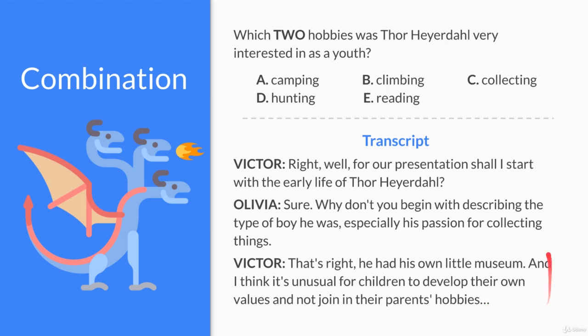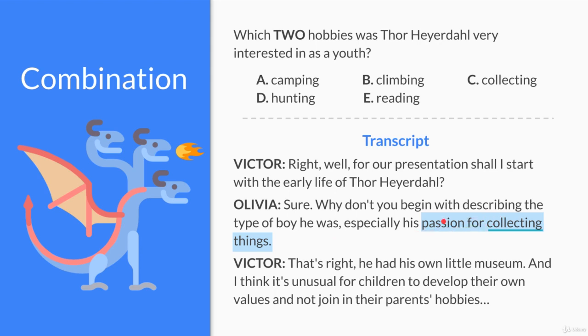So right here, we have the word collecting. We see the word collecting here. But what I want you to pay attention to first is this area right here, this phrase, passion for collecting things. So right here, collecting is the right answer. That is letter C, passion for collecting things.